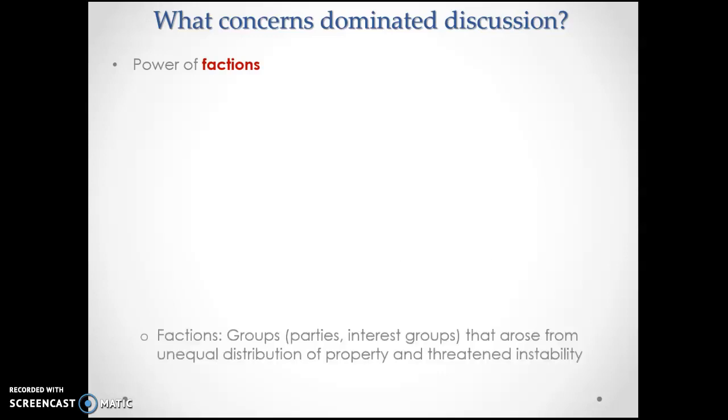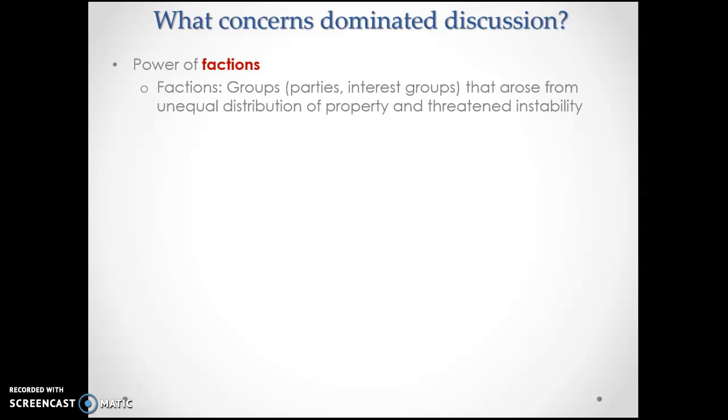Essentially, a faction is just a group of people. It could be a political party, it could be an interest group, it could be a band of farmers in Massachusetts, like Daniel Shays led. These groups arise because of unequal distribution of property, and they threaten the stability of the nation. We saw this in Shays' Rebellion, but we could also see it if groups of citizens in different states started to organize, upset with their lot in life, threatening the stability of the new national government as a result.